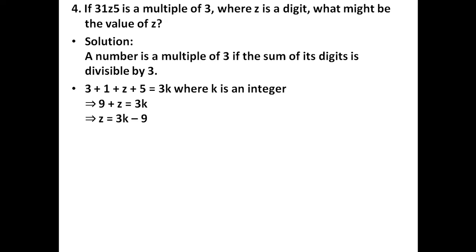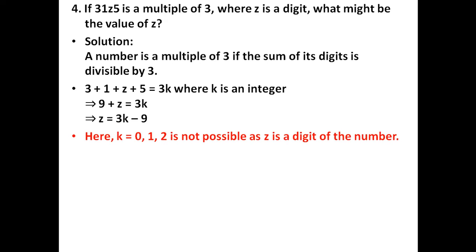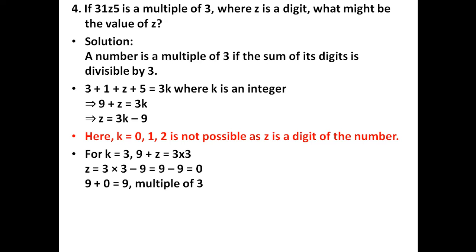Any number it gives will be a multiple of 3, that's why we write 3 into k. So it simplifies to 9 plus z is equal to 3k. k equal to 0, 1, 2 is not possible, because it gives negative numbers. That's why we take k equal to 3. So 9 plus z is equal to 3 into 3. So z is equal to 9 minus 9 equal to 0. Now we get z as 0.